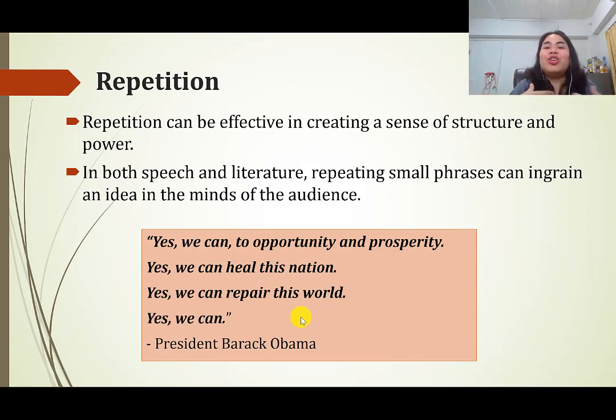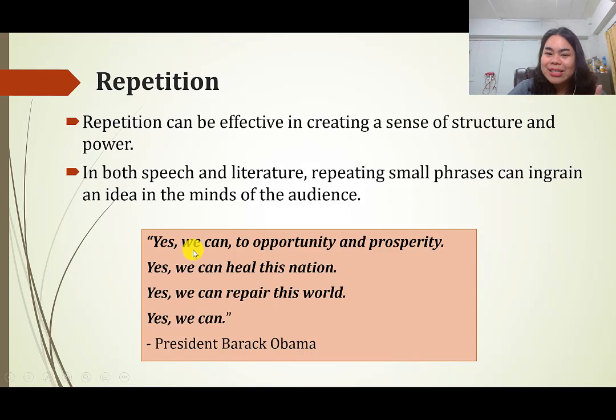We can, it's not just I can. If he just said, "If you elect me as president, I will give you opportunity and I will give you prosperity, I will heal this nation, I will repair this world," these are just separate sentences. There's no beauty in the language, right?